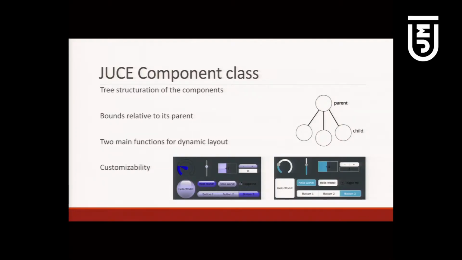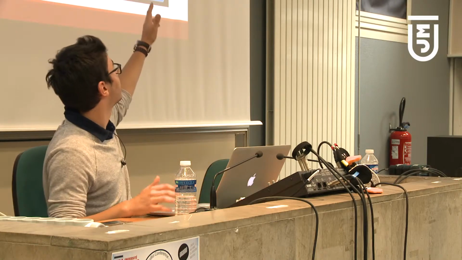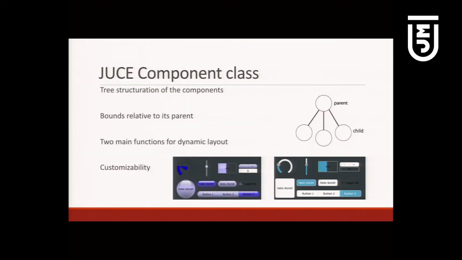I'll be talking about the JUCE component class, which is pretty important for you to understand what I will be talking about later with my layout algorithm. The JUCE component class is the main class that handles graphical elements in JUCE. Everything that is shown on the screen is a component. It has a tree architecture, with a parent and children, pretty basic. The bounds of a component are relative to its parent: its x and y coordinates, and its width and height.